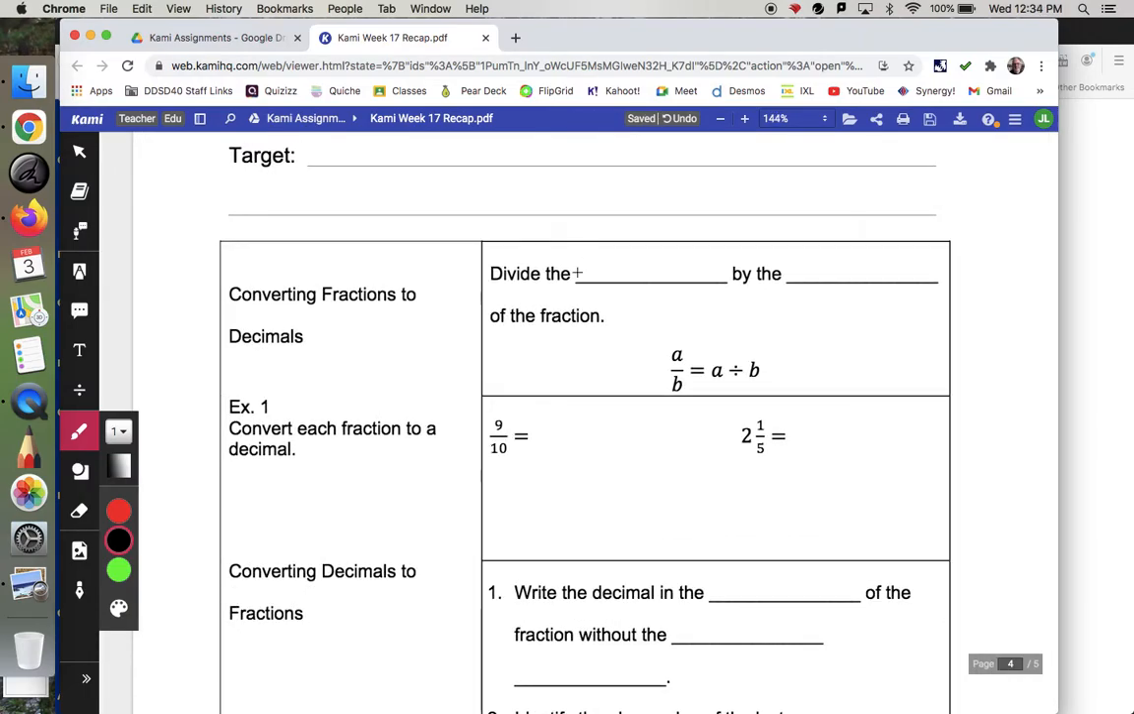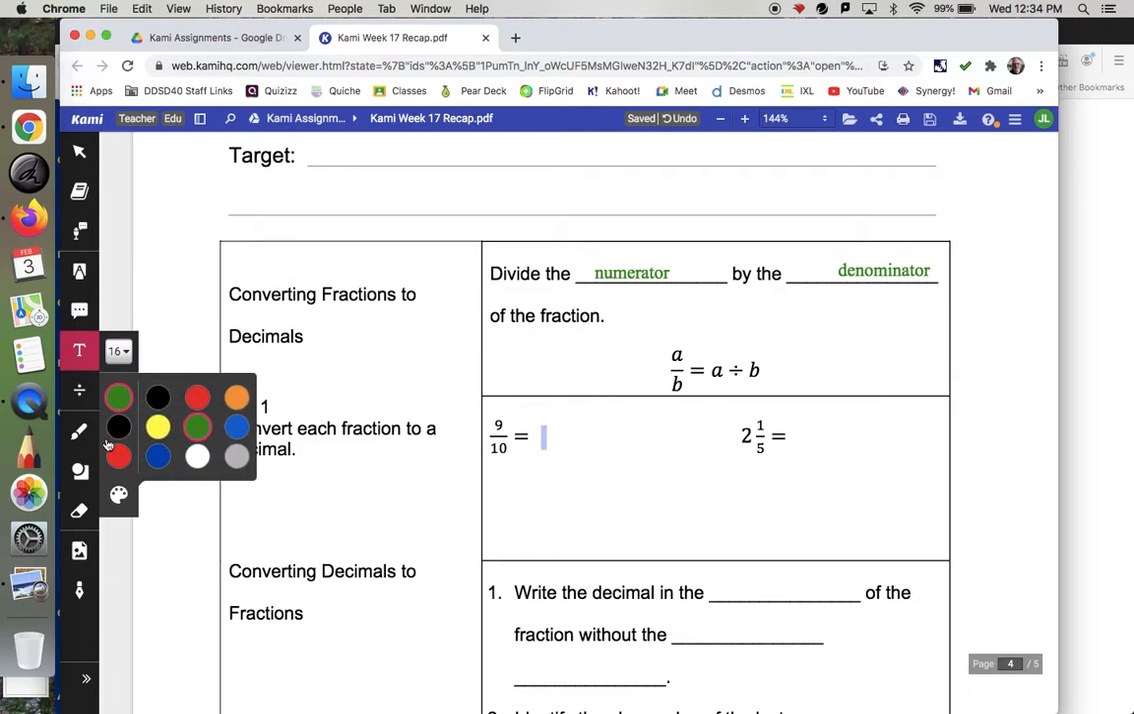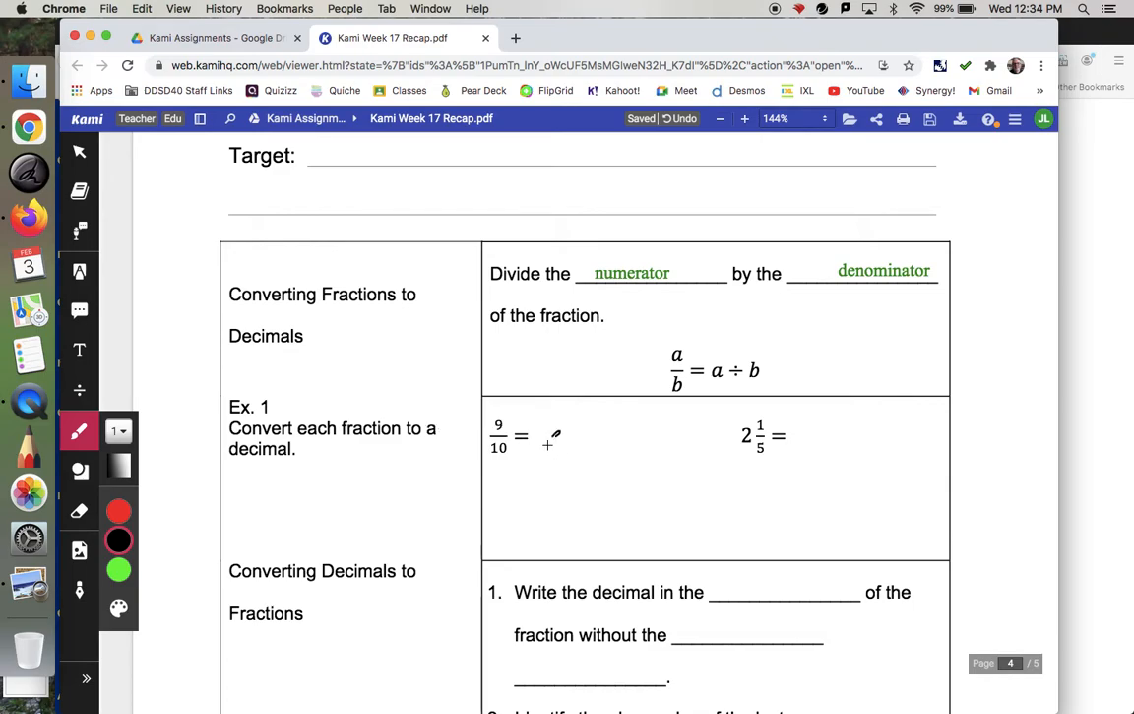Okay, so to convert a fraction to a decimal, we are going to divide the numerator by the denominator. So this one is 9 divided by 10 is 0.9. 2 1/5, or 2, and then 1 divided by 5 is 0.2.